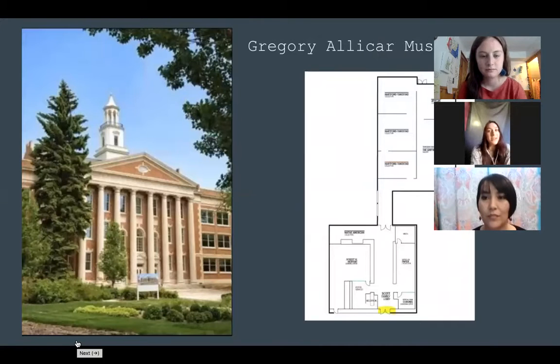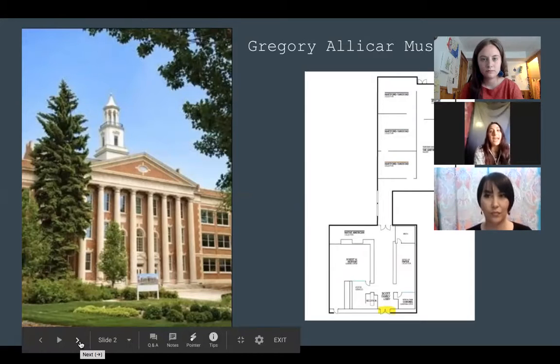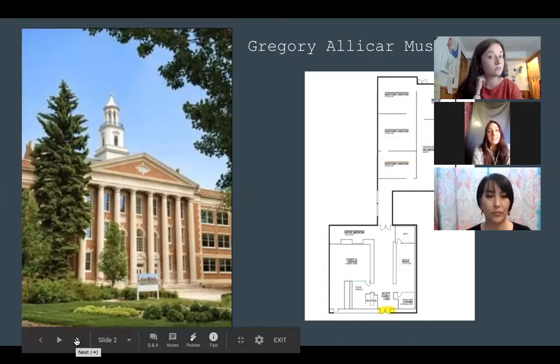I want to let you know that at this museum, we have a collection of about 3,500 pieces of work. We won't get to talk about all of them today, but we hope you learn a lot and enjoy your virtual experience at the Gregory Allicar Museum.